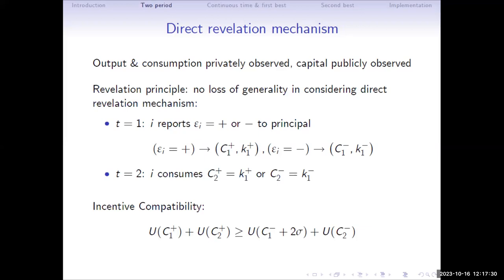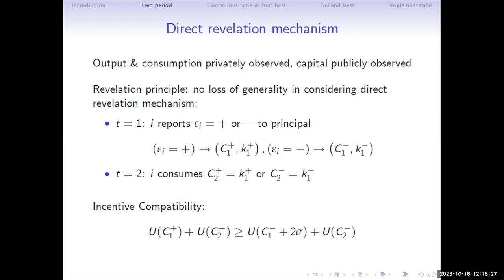So the incentive compatibility condition says that my gains, when I have a good output, if I tell the truth, are larger than my gain if I lie. If I tell the truth, I have U of C1 plus, the consumption that the principal is giving me when I say I had a good output, plus U of C2 plus, which is the consumption I will get at time two after reporting a good output at time one. And this has to be larger than what I would get if I was lying. If I was lying, I would pretend I had a bad output, so the principal would only give me C1 minus at time one and C2 minus at time two. But then I will be able to secretly consume what I diverted, which is 2 sigma. So that's the incentive compatibility condition.